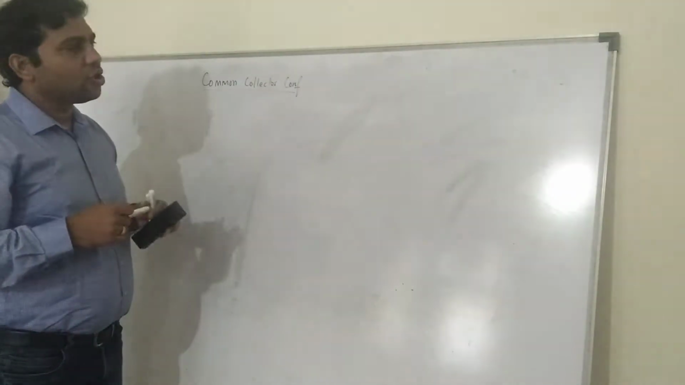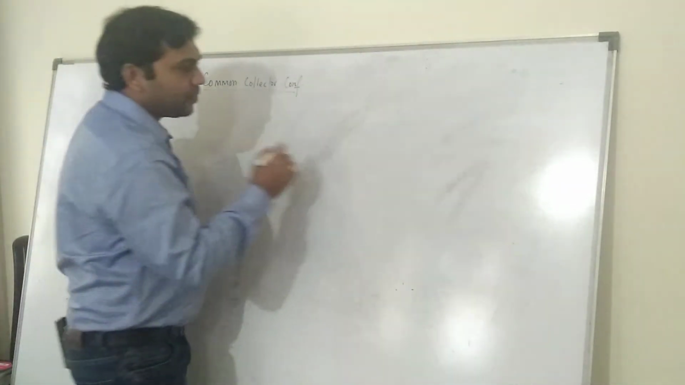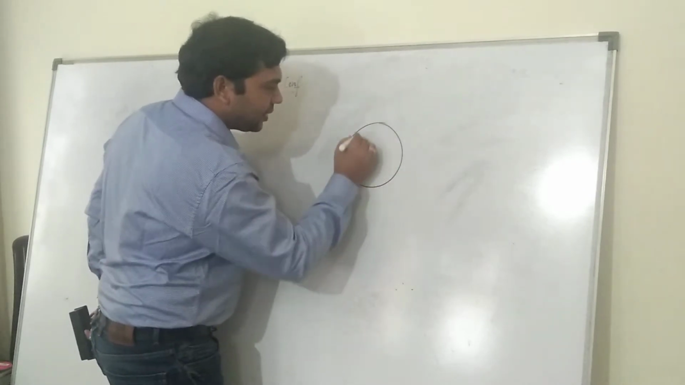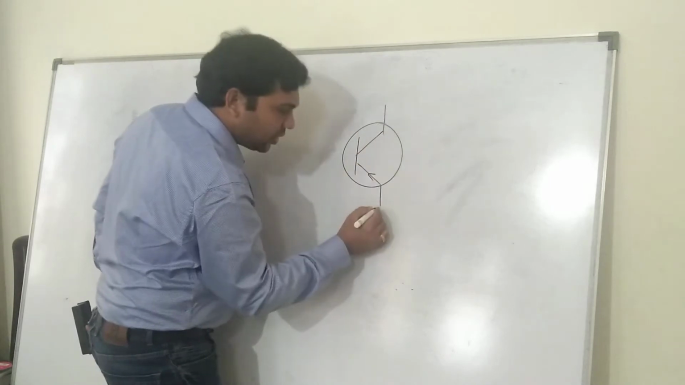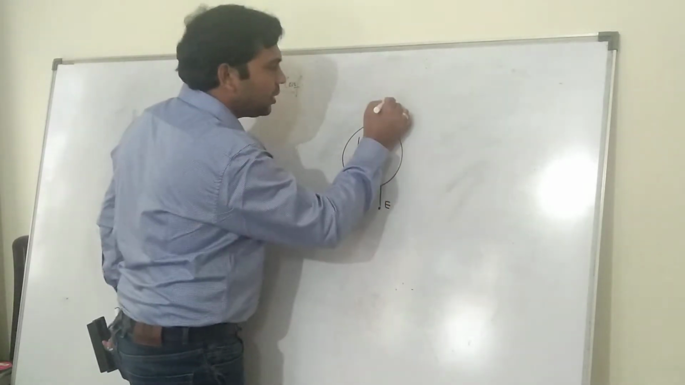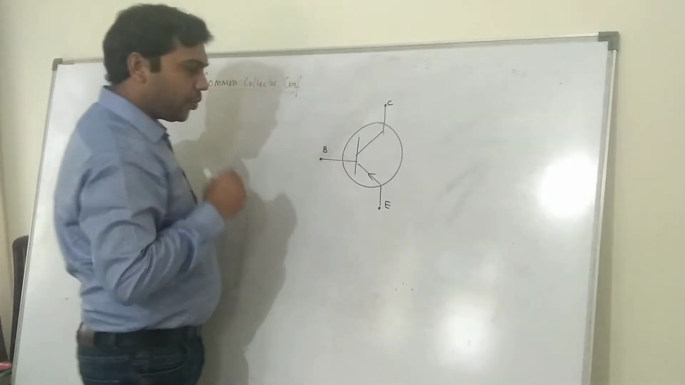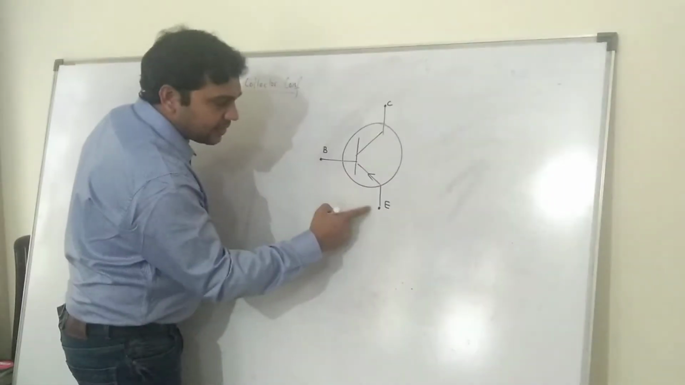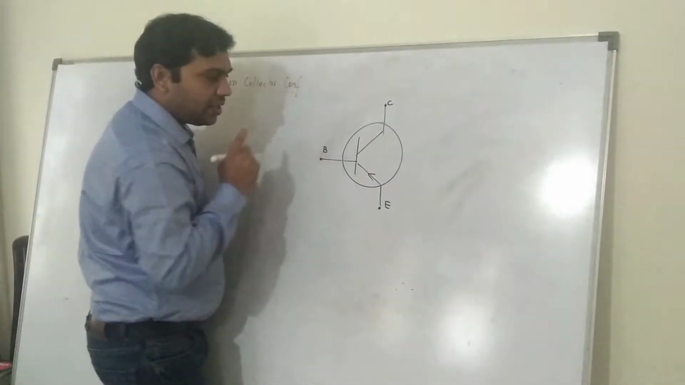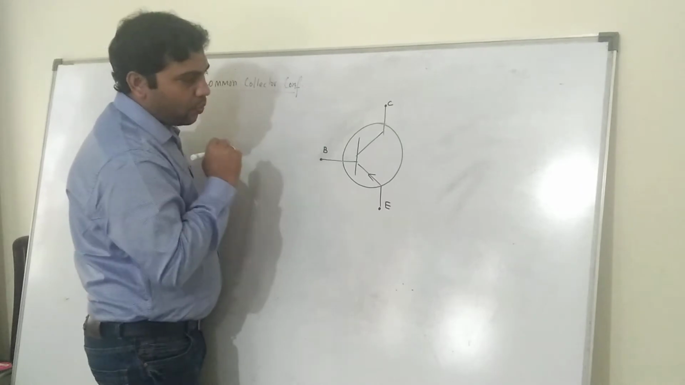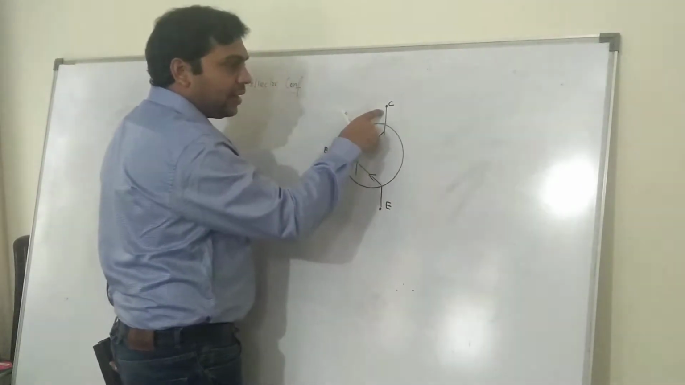So first let's draw the circuit diagram of this. Let's say we have a PNP transistor like this. This terminal is known as the emitter terminal, this is the collector terminal, and this is the base terminal. Now the emitter and base have to be in forward bias, and the collector and base have to be in reverse bias.